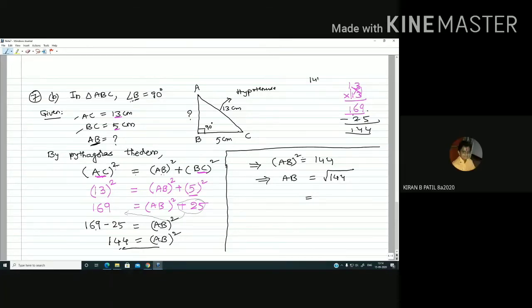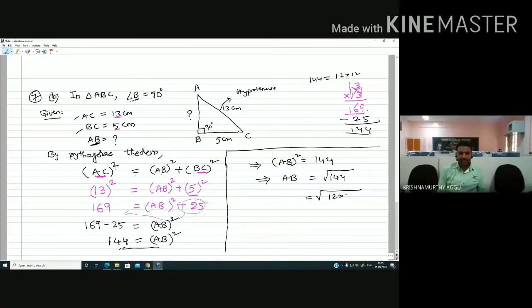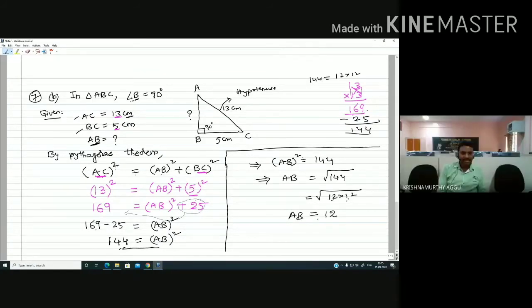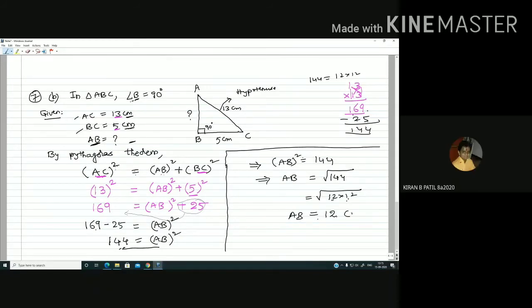144 can be written as 12 into 12. Under the square root, when double numbers are there, we write only a single number. So AB is equal to 12. All these are in centimeter, so AB should also be in centimeter.